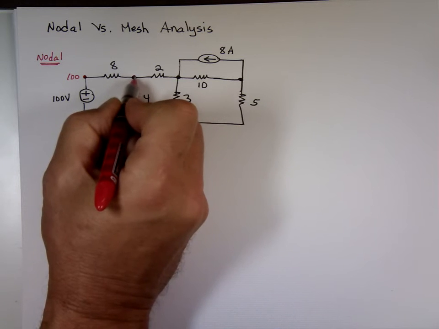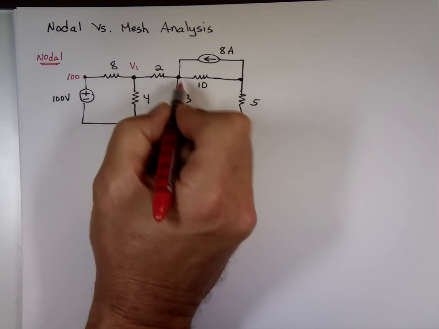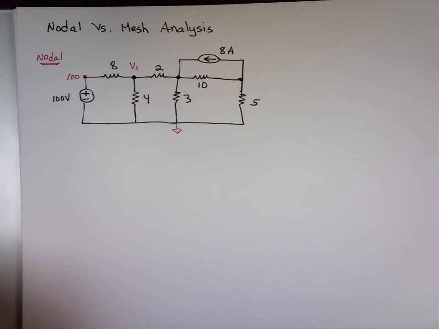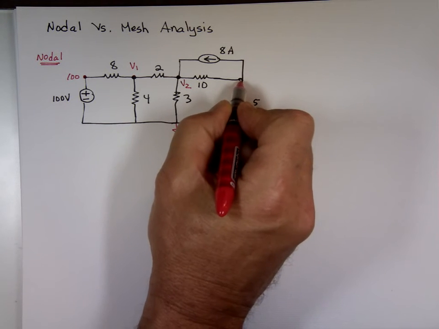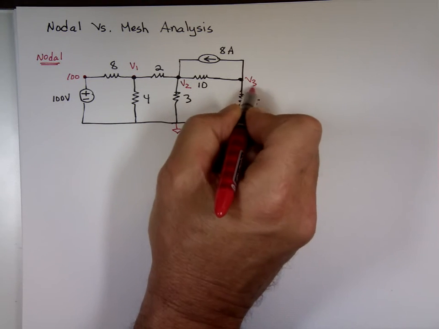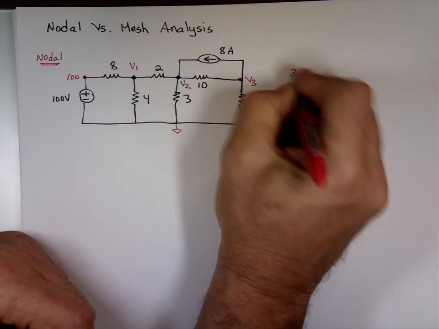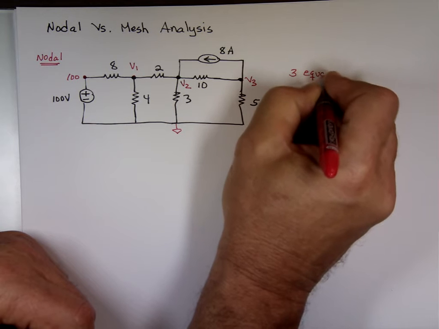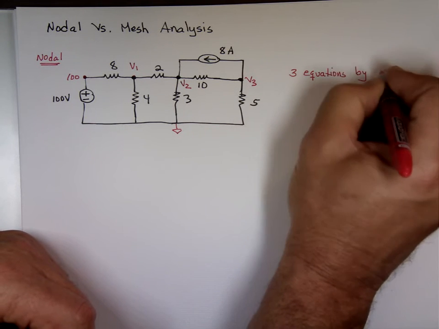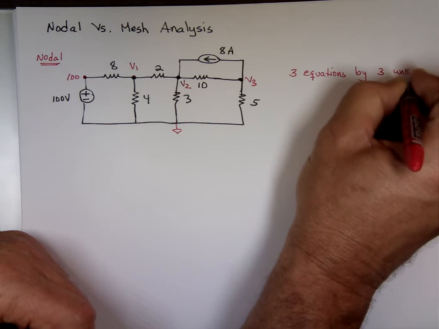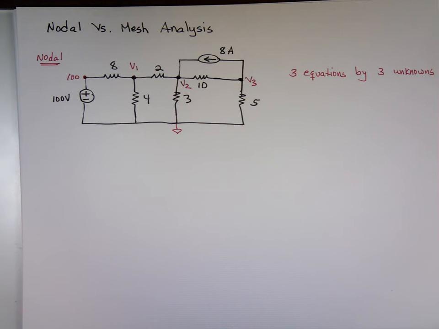What about this one? Do we know what the voltage here? No, that's V1. Do we know what the voltage here? No, that's V2. Do we know what the voltage here? No, that's V3. So you will have what? 3 equations by 3 unknowns. If I decide to go with nodal.